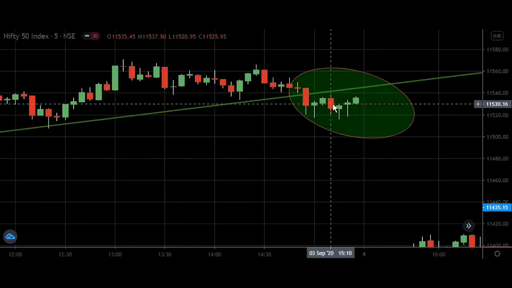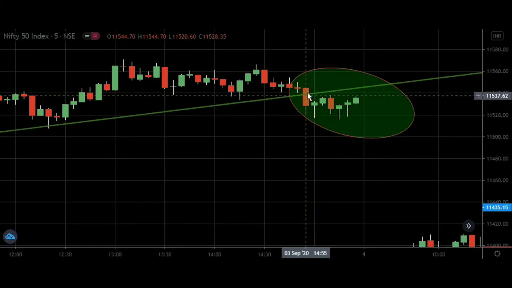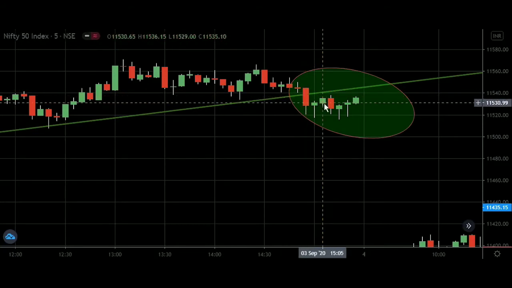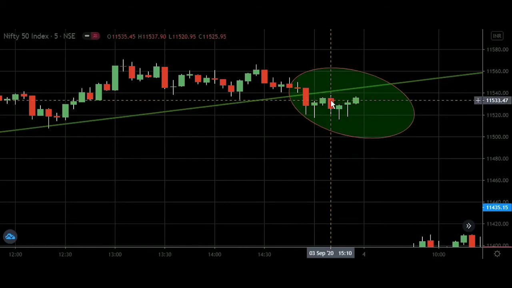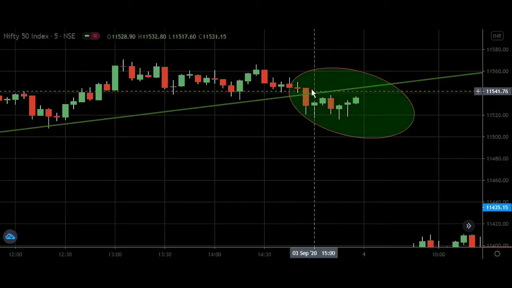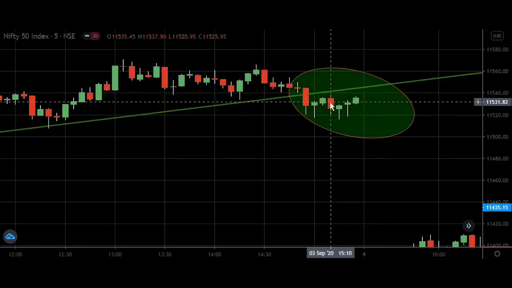So my friend, I went short around 11,533 in this red colored candle, keeping a stop loss at the high of this big red candle, which it breached around 2:55. So the high is 11,544.7. So I kept 11,545 as my stop loss, and I executed my position. I went short around 11,533. So 545 stop loss, 533 my execution level. So it's just 12 points, my friend, which I kept as stop loss.